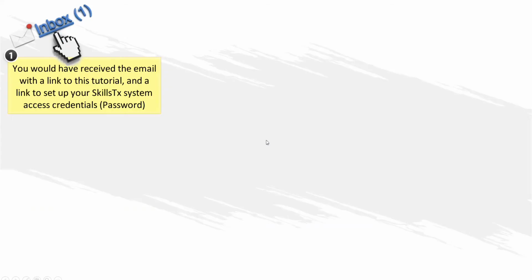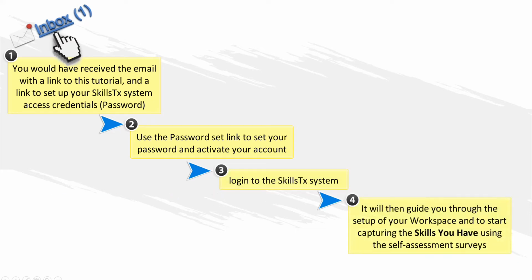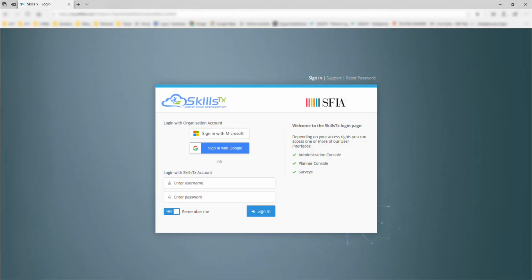You would have received an email with a link to this tutorial, as well as a link to set up your access to the SkillsTx system. Use the password set link in your email to set your password and activate your account, and then use it to log into the system. It will then guide you through the setup of your workspace and to start capturing the skills you have using the self-assessment surveys. You should now log into the SkillsTx Administrators Console.